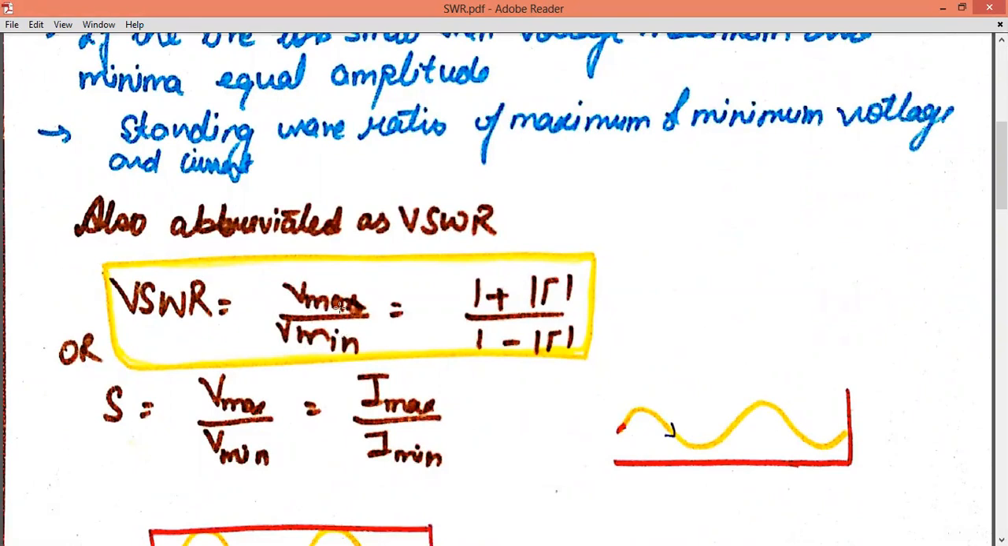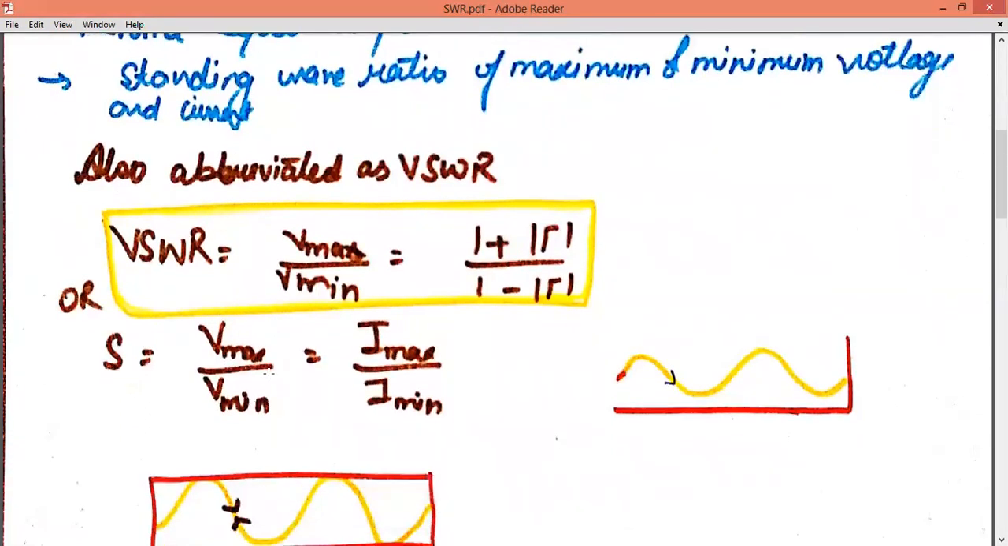We can represent this wave ratio like that: 1 plus modulus tau upon 1 minus modulus tau, where tau is the reflection coefficient. I have told you the reflection coefficient and the transmission coefficient earlier in the topic. So it can be represented as S equals V max upon V minimum, which equals I max upon I minimum. Now what do these represent, what does this exactly mean, we are going to study now.